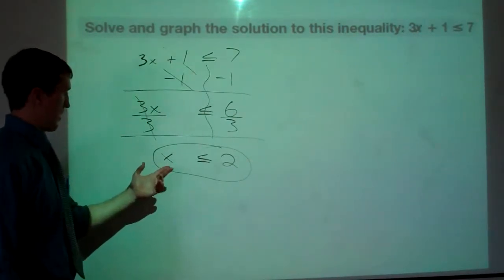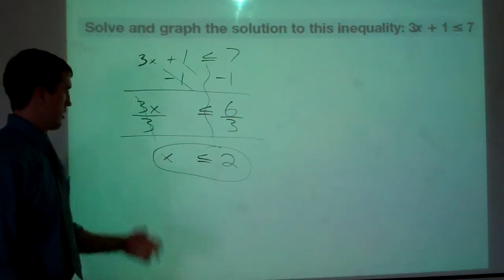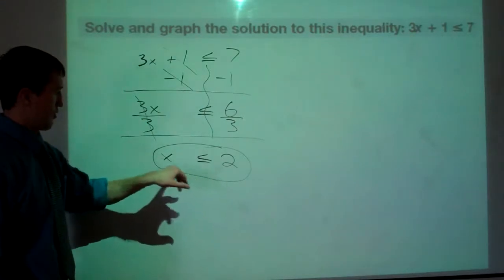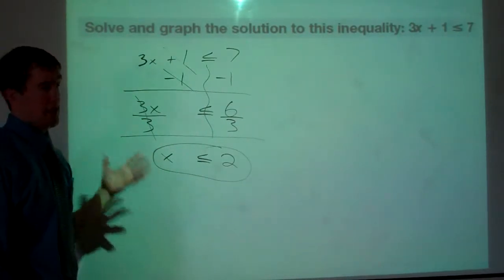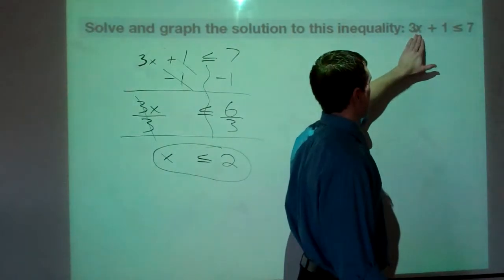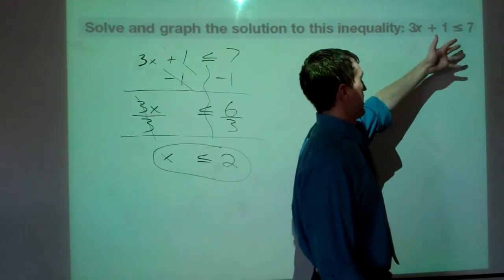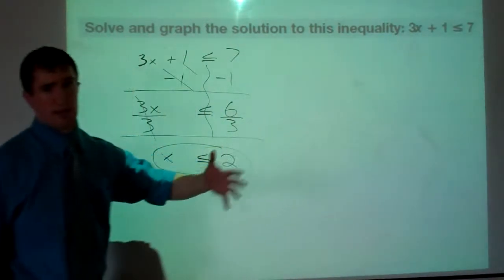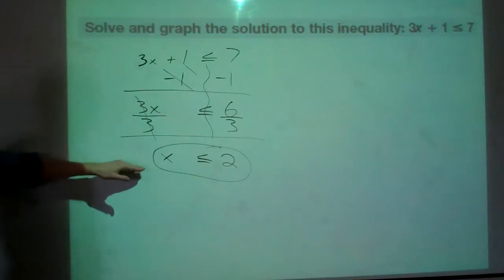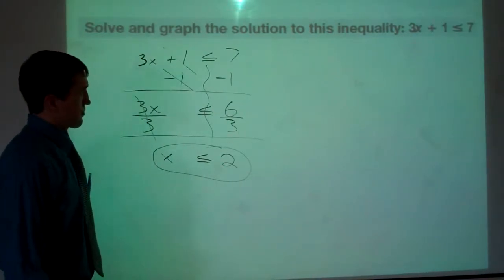If we put in a number bigger, it's going to make this untrue. So let's put 3 in for x, because obviously 3 is bigger than 2, so that shouldn't make sense. If I put 3 in, 3 times 3 is 9, plus 1 is 10. 10 is not less than or equal to 7, so that wouldn't work. This solution looks okay.